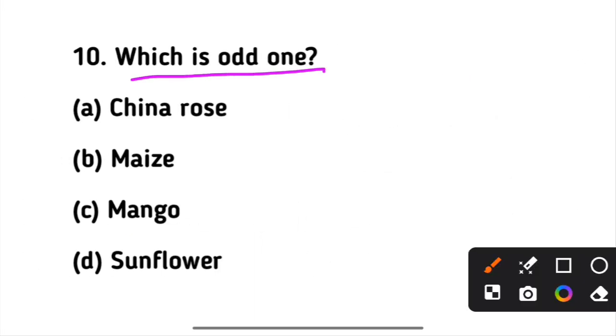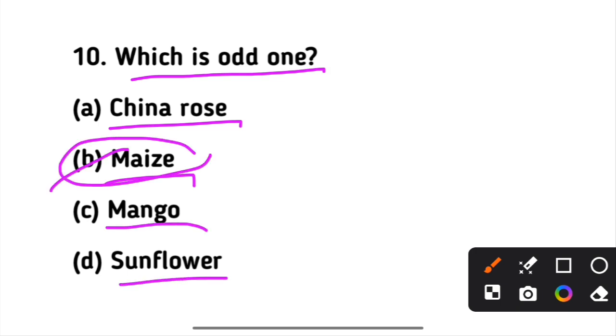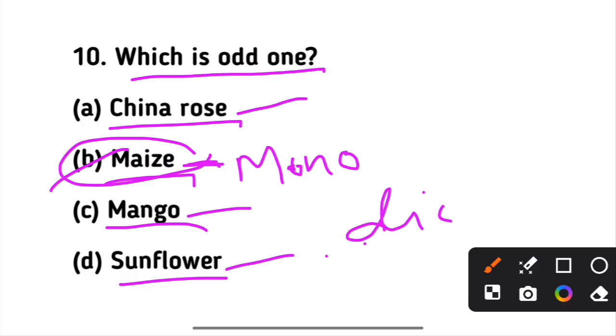Which is the odd one? Option A, China rose. Option B, maize. Option C, mango. Option D, sunflower. Option B is correct, maize, because maize is a monocotyledonous plant and the rest, China rose, mango, sunflower, are dicotyledonous plants.